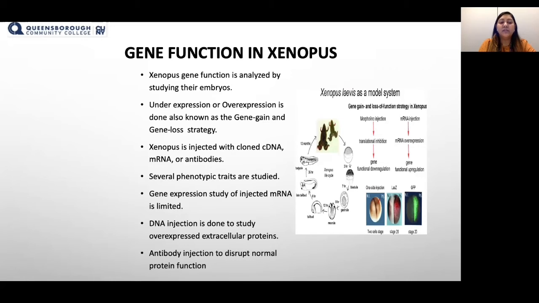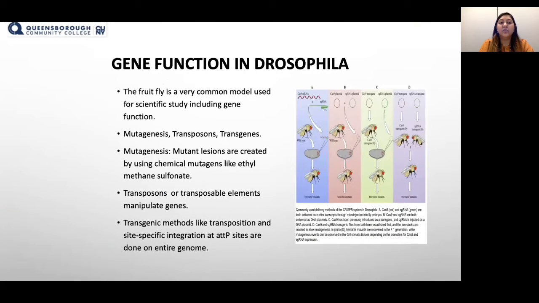The embryos of Xenopus are easily injectable with cloned cDNA, mRNA, or antibodies. DNA injection is done to study overexpressed extracellular protein, and antibodies to disrupt the normal protein function. Gene function in Drosophila, also known as a fruit fly, is studied through mutagenesis, transposons, and transgenes.